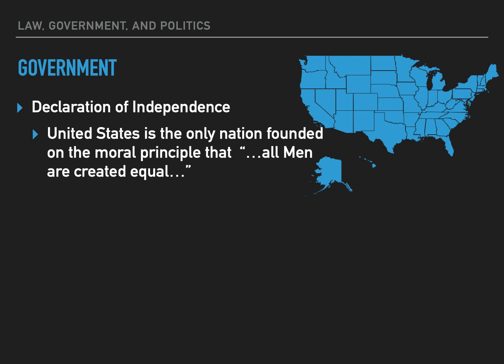Let's practice a little comparative government. Remember who invented it? Did you say Aristotle? Okay, can you think of any other nations that believe all men are created equal? Me neither. The United States Constitution creates the national government, grants it power, and defines its relationship to the states.